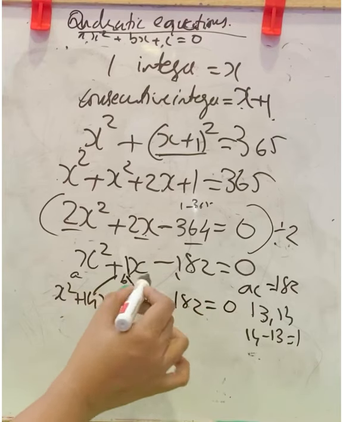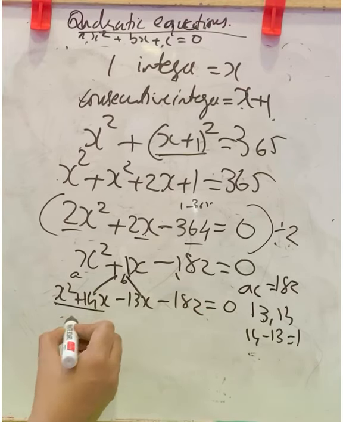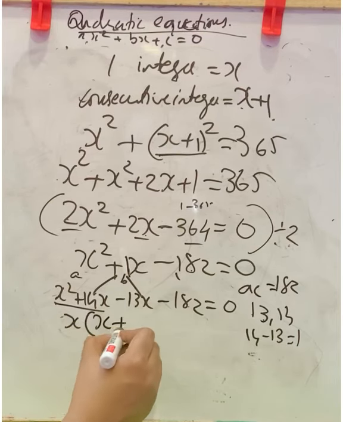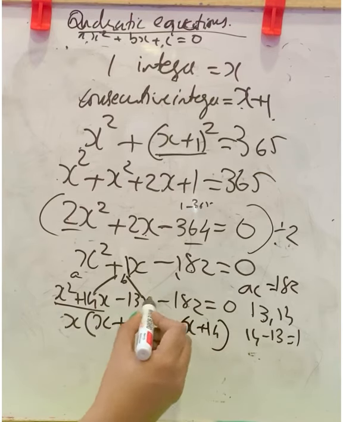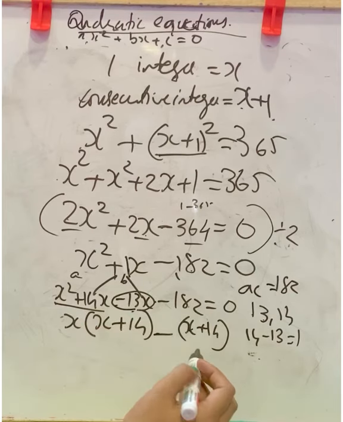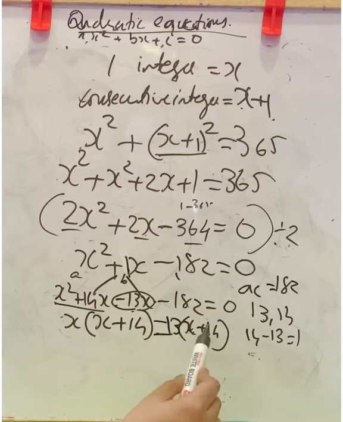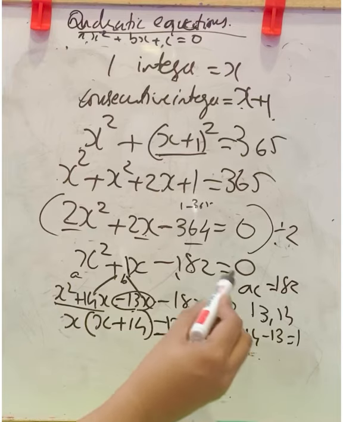We split this one into 14x minus 13x. Now from these two terms we will take x outside. Balance will be x plus 14. We will write here x plus 14 first. Close the bracket. Dash into x. This is the third term. Dash into x minus 13x. That is minus 13 into x is minus 13x. Check with this. Minus 13 into plus 14, minus 182 equal to 0.